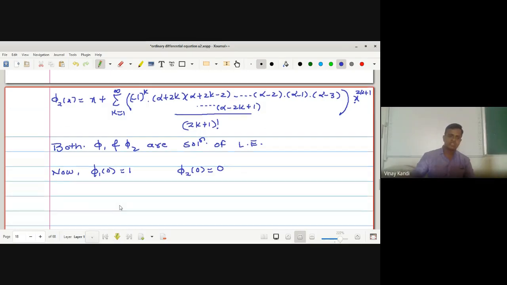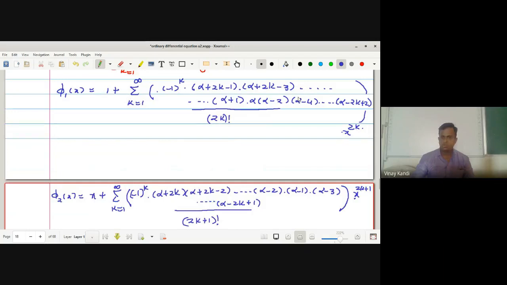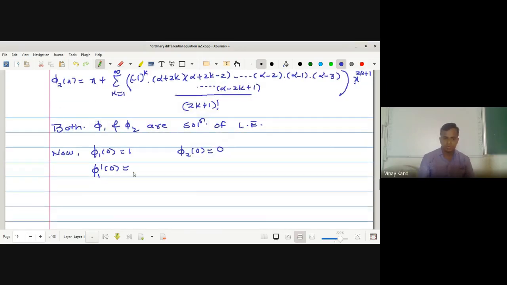Now what is the value of phi 1 dash of 0? Differentiate phi 1 with respect to x. The coefficient terms stay the same, and here we get 2k into x raised to 2k minus 1. Now putting x is equal to 0, this term is again 0. So phi 1 dash of 0 is 0.